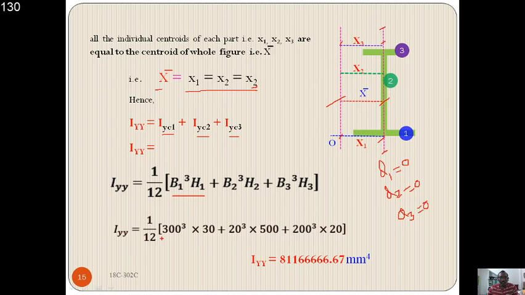Substitute all those values, and as the common denominator is 12, you get the value of Iyy. So this is the difference between when a symmetrical axis is available and when it is not available. If the symmetry is available, your calculation procedure is very simple: the D term will vanish. If there is no symmetry, you need to calculate the D term.